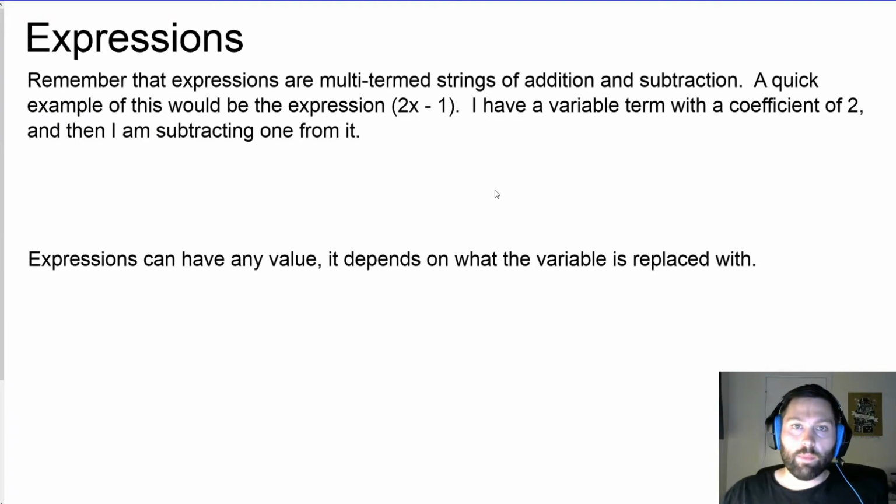So, again, you can pause if you want to write this down, but for expressions, remember that expressions are multi-term strings of addition and subtraction. A quick example of this would be the expression 2x minus 1. I have a variable with a coefficient of 2, and I am subtracting 1 from it. Expressions can have any value depending on what the variable is replaced with.